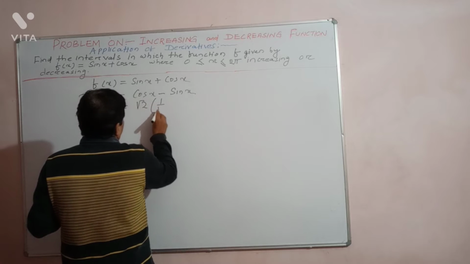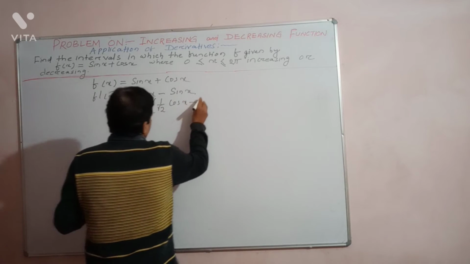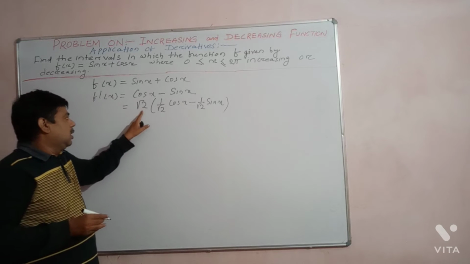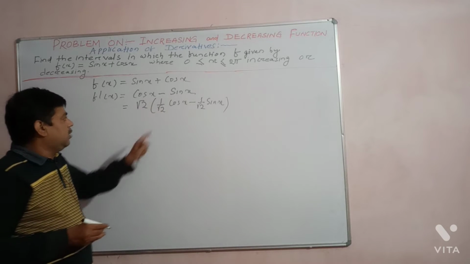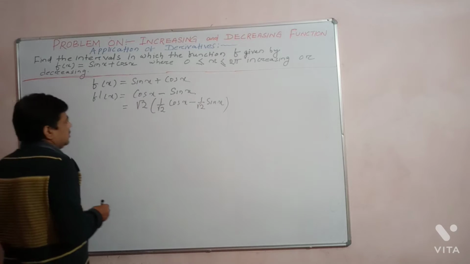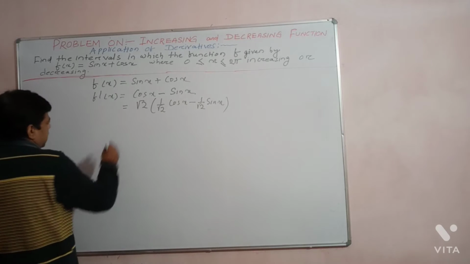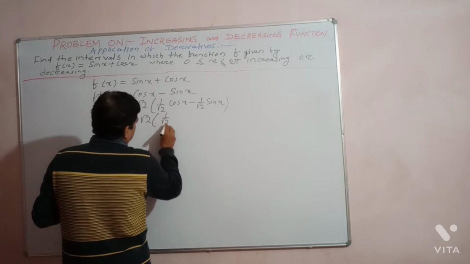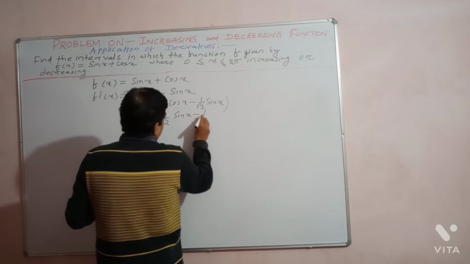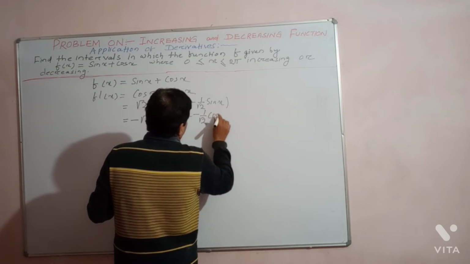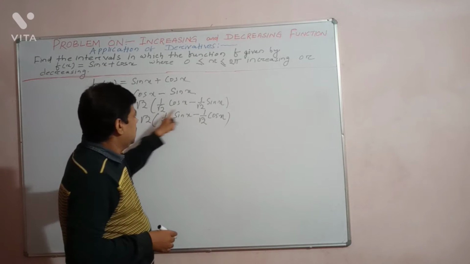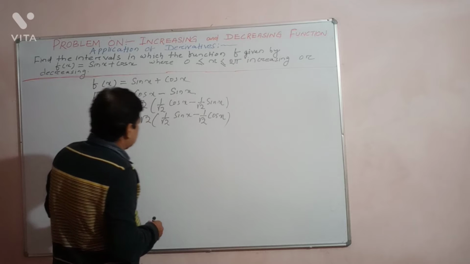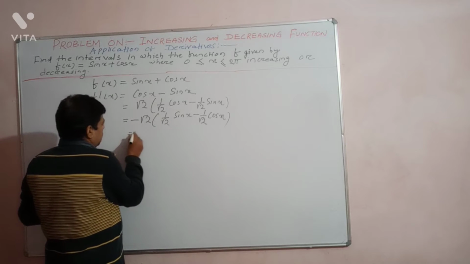Let us simplify this one. Root 2 whole into (1/√2 cos x − 1/√2 sin x). Here you multiply root 2 by root 2, and keeping root 2 before the bracket, 1/√2 is multiplied with cos x and 1/√2 is multiplied with sin x. Let us take common minus root 2. Then it will be 1/√2 sin x − 1/√2 cos x. If I bring the minus sign out, the minus 1/√2 sin x will be plus 1/√2 sin x, and the plus 1/√2 cos x will be minus 1/√2 cos x.